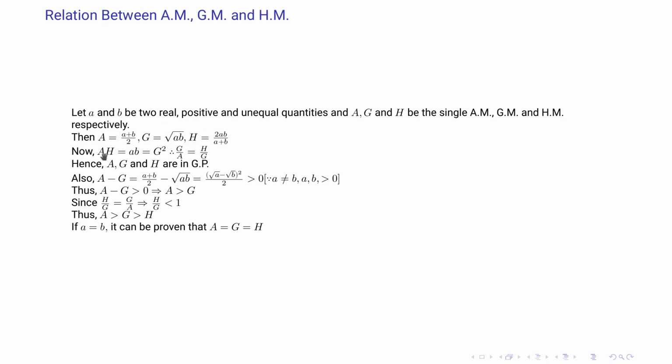So we can quickly observe that A into H is equal to ab is equal to G squared. So we can write this as G by A is equal to H by G. So A, G, and H will be in GP.